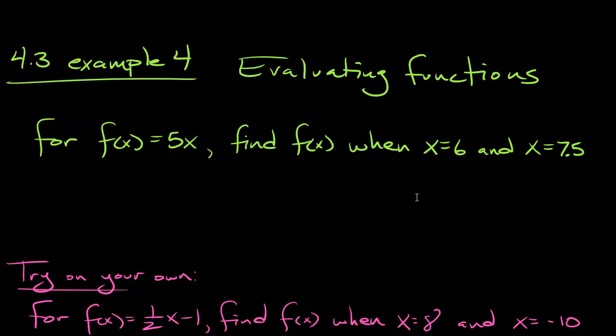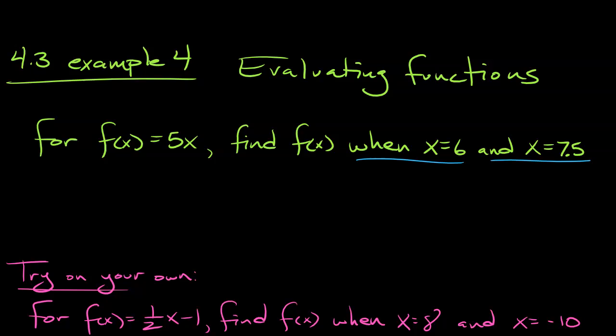All right, 4-3. Also more random things here. It says for f of x equals 5x, find f of x when x equals 6 and x equals 7.5. I know you've done a bunch of these in the past. I wanted to include this in your notes because the fact that there is two x values here was confusing for a lot of people in the homework. So I wanted to put this one in just to kind of include that.